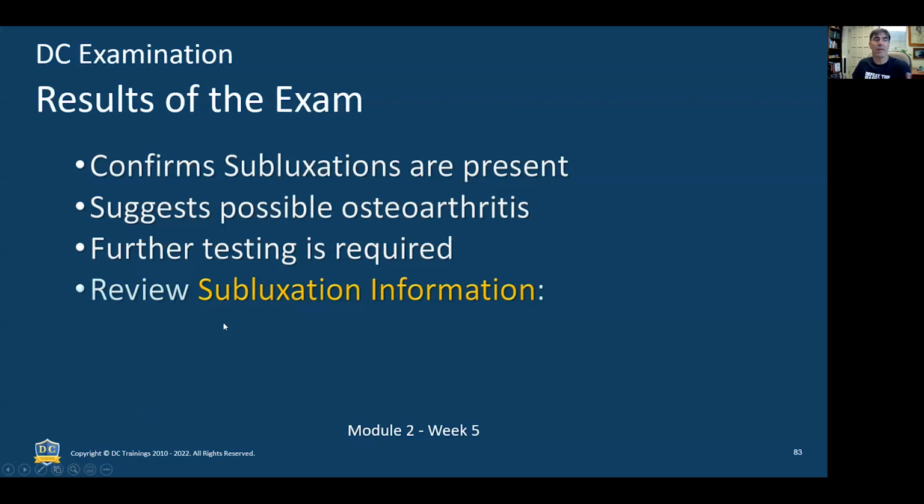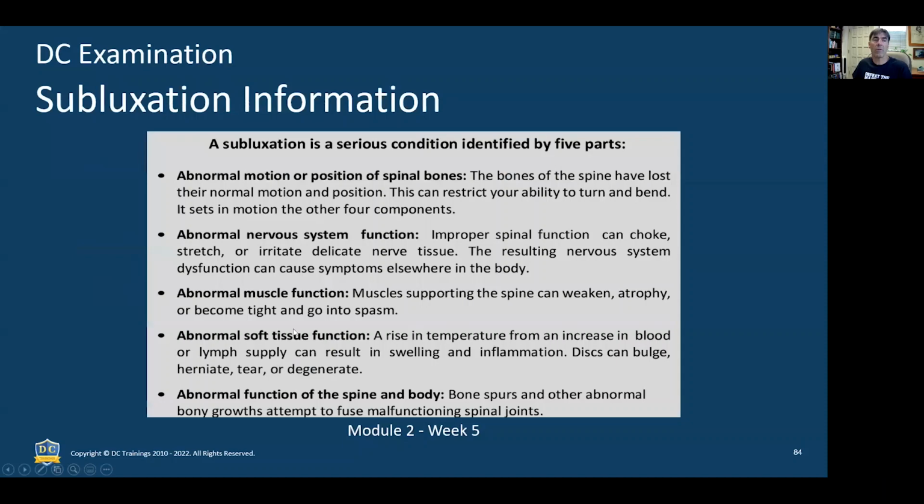Okay, so then once we get through that sequence, just to go back to it, we're confirming subluxations are present. We're not sure, but there may be some osteoarthritis or some subluxation degeneration. We need further testing to find out where the subluxations exactly are, but more importantly, how long they've been there. And then we want to review the subluxation information. And this, just to be totally transparent about it, in my office, because we've got this down so well, I don't spend a lot of time on this.